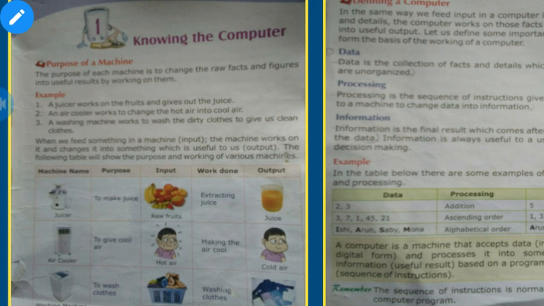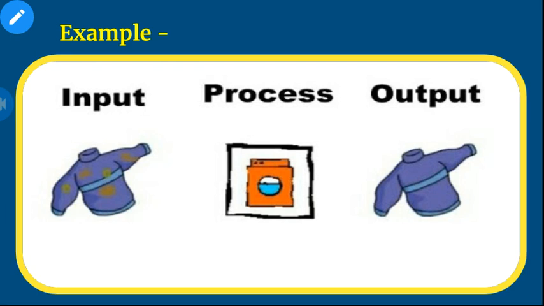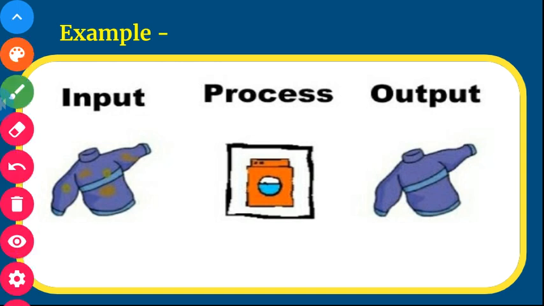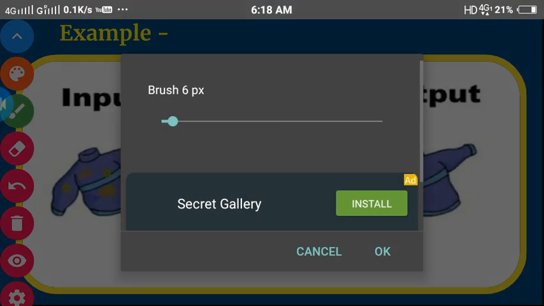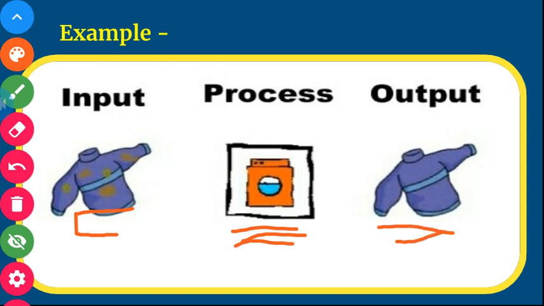Clear, students? Two more examples are there: air cooler and washing machine. Clear? Now I am going to show you the washing machine on the big screen. See, here dirty cloth is input, and when we put that dirty cloth in the washing machine for cleaning, that is called process, and the clean cloth will be the output. See, students, this is the input, this is the process, and this is the output. Clear?